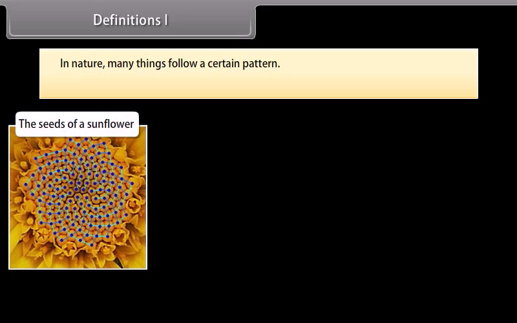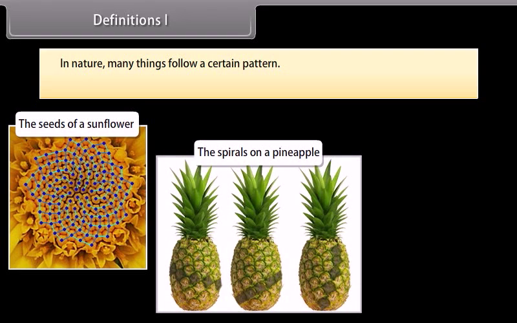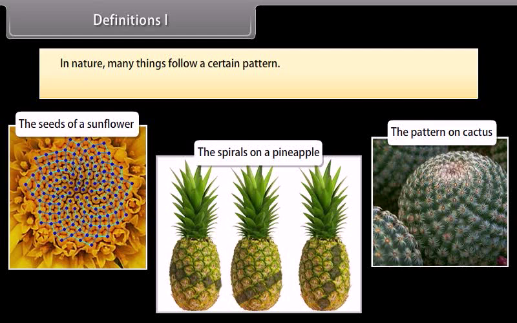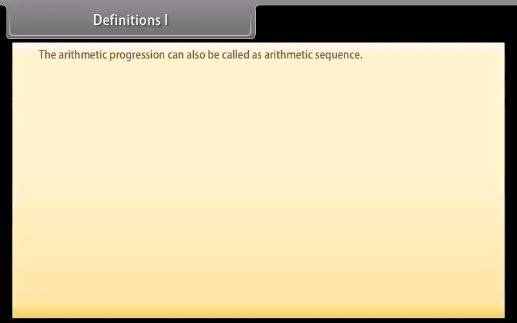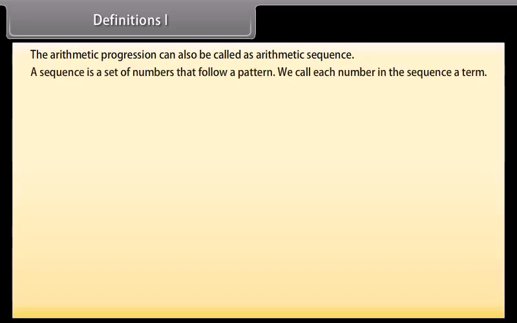Definitions 1. In nature, many things follow a certain pattern, such as the seeds of a sunflower, the spirals on a pineapple, the pattern on cactus, and so on. Arithmetic progression is a study of one of such patterns. The arithmetic progression can also be called arithmetic sequence. Before talking about arithmetic sequence, let us know what a sequence is. A sequence is a set of numbers that follow a pattern. We call each number in the sequence a term.